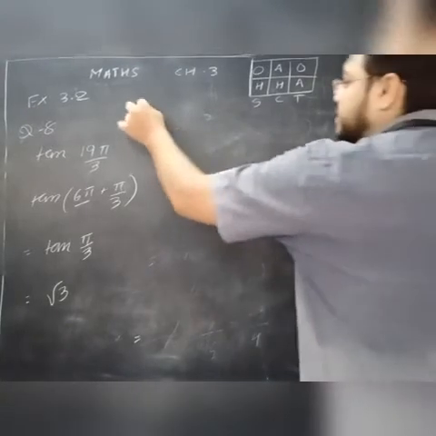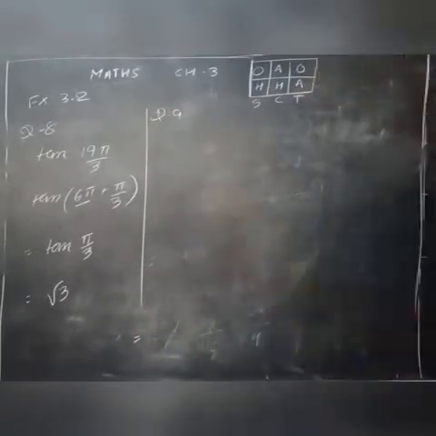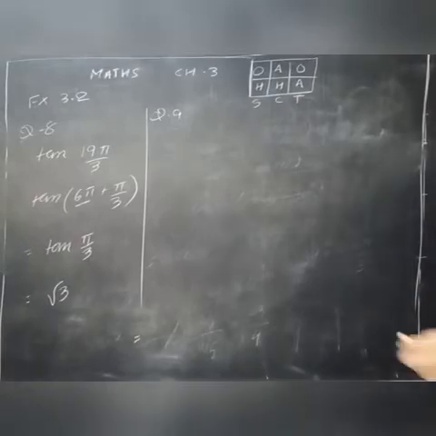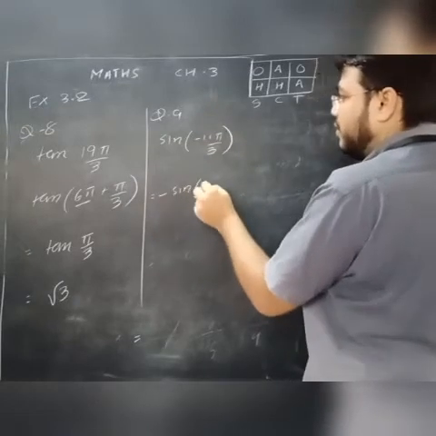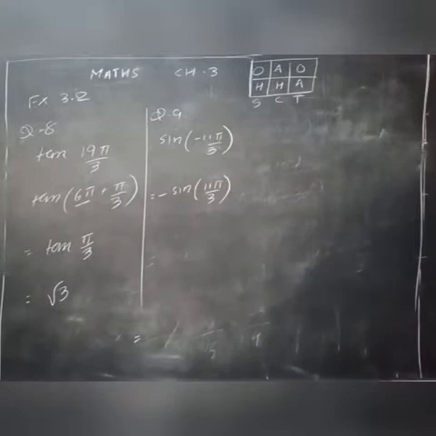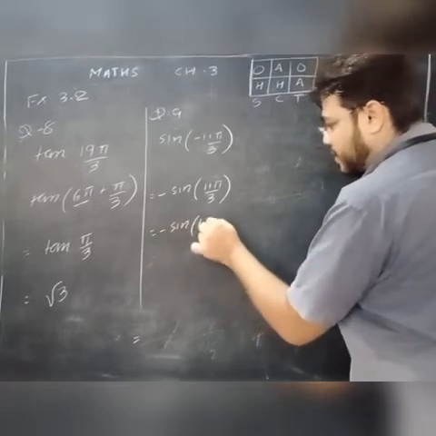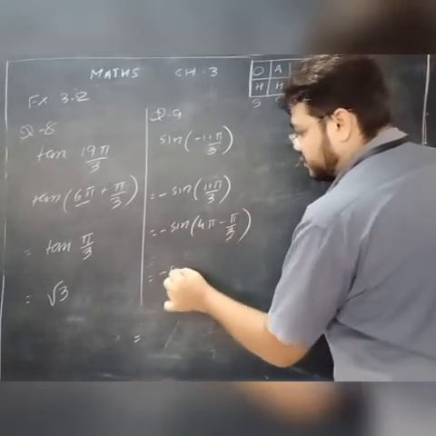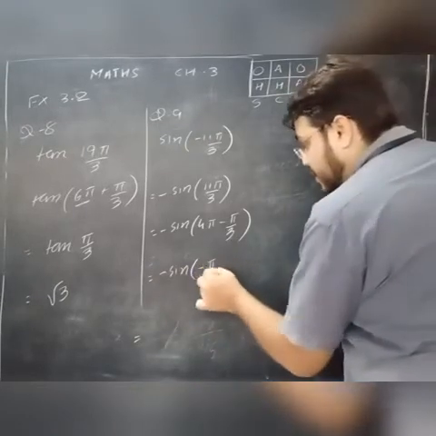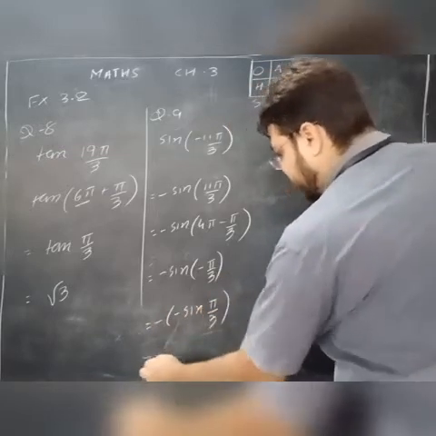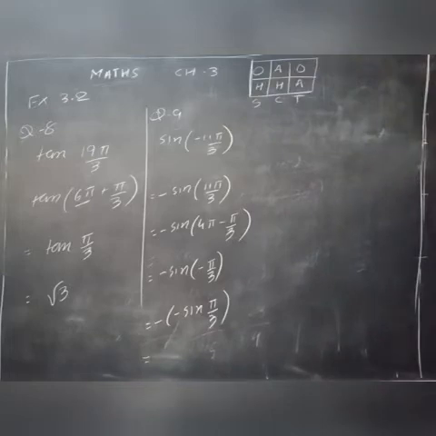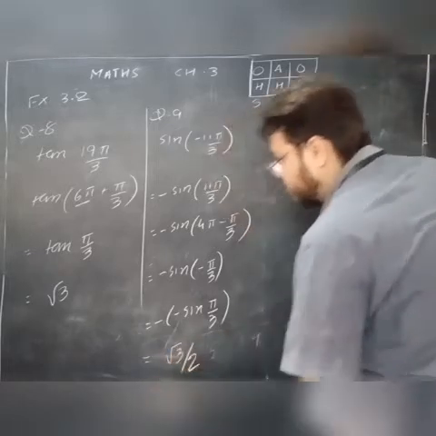Right. Let's try to understand the 9th question, where in the 9th question it is given sine minus 11 pi by 3. As sine is an odd function, it will be minus sign outside, and I will have 11 pi by 3. 12 minus 1 will give me 11, so I can write this as 4 pi minus pi by 3. As 4 pi is a multiple of 2 pi, I can neglect that and I can write minus pi by 3. As sine is an odd function, it will be minus outside, minus minus it will become plus, and sine pi by 3, which is 60. So the value of this will be root 3 by 2.